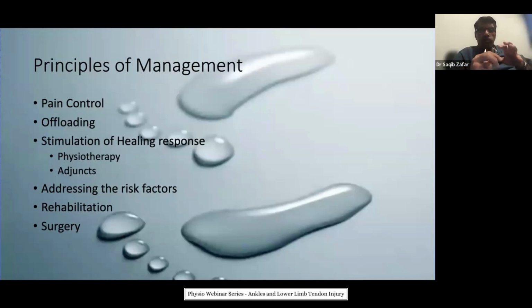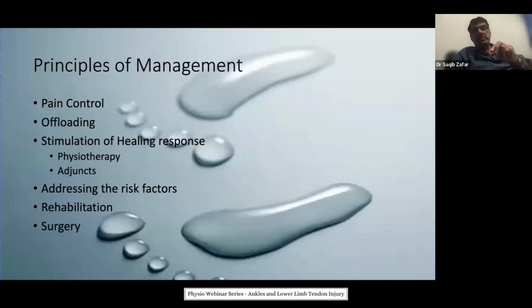So offloading is going to give this tendon a bit more support, just a bit more comfort to actually recover from the repetitive load which has been happening. And here, the role of podiatrists comes in, with multifaceted treatment, which I will discuss in the next slides as well.